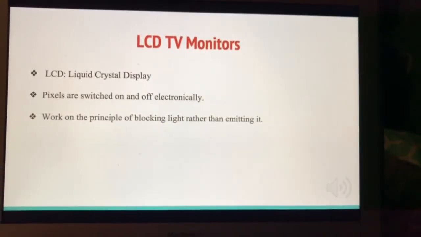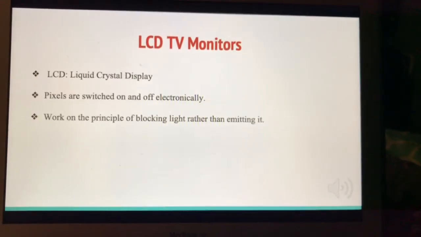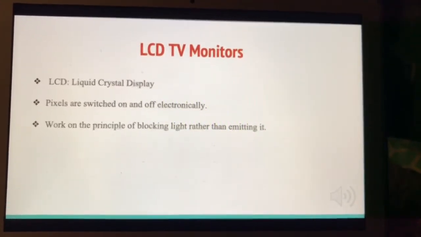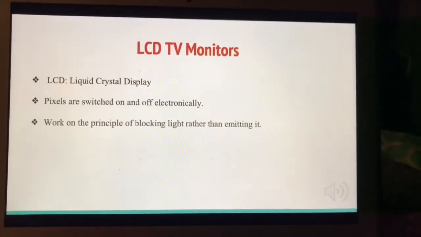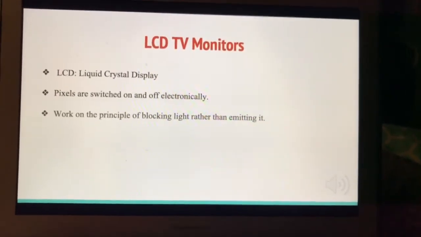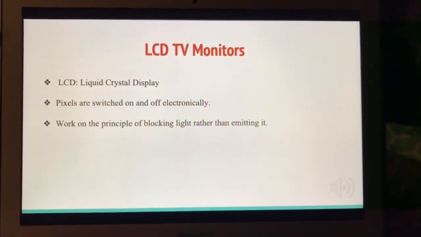LCD stands for liquid crystal display. In an LCD television monitor, the pixels are switched on or off electronically using liquid crystals to rotate polarized light. Liquid crystal display screens work on the principle of blocking light rather than emitting light. Because of this, LCDs require a backlight.